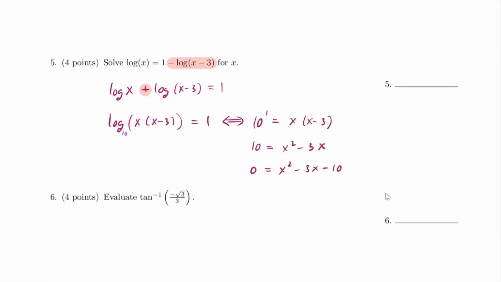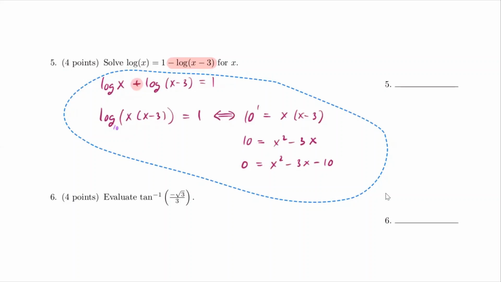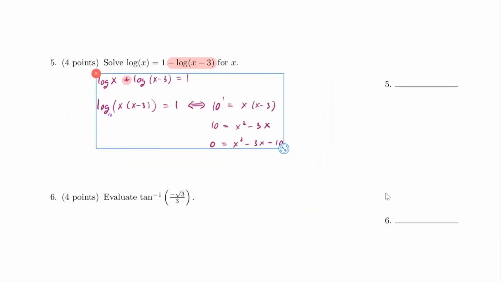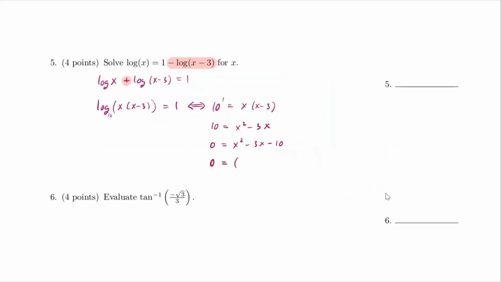And now we try to factor this. I'm going to try to make this a bit smaller so I can have a little bit more space to write on. All right, so I'll factor this. This can be factored into x minus 5 and x plus 2. Yeah, this will work. All right, so that means our x values are positive 5 and negative 2.